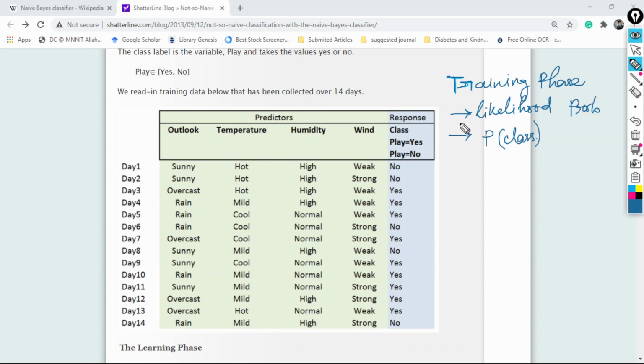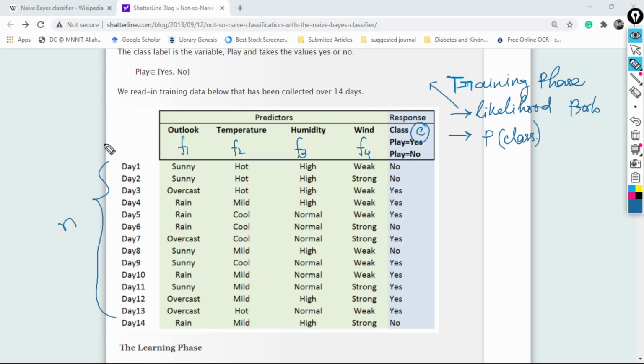So for the likelihood, we are calculating the likelihood table for feature 1, feature 2, feature 3, as well as feature 4. Let's say we have C classes and D features. So how much time complexity is required to calculate the likelihood? Suppose the number of data points is N.